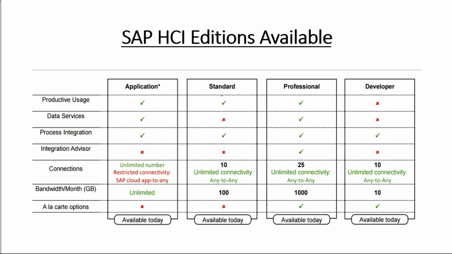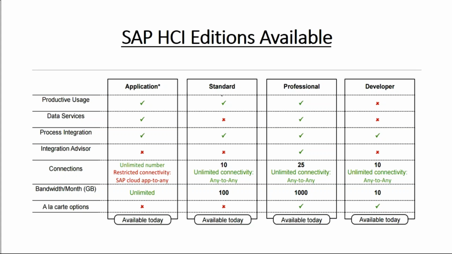Connections are limited in the developer edition. You can only have 10 connections at a time. But unlimited connectivity in the others. We'll see what this means also. Then you have the bandwidth, which means how many GB per month you can use, which is unlimited in the application edition. In the standard edition it's 100 GB, in the professional edition it's 1000 GB, and in the developer edition it's 10 GB.